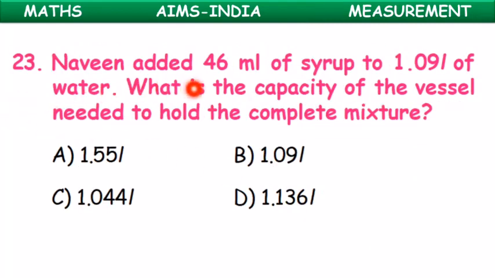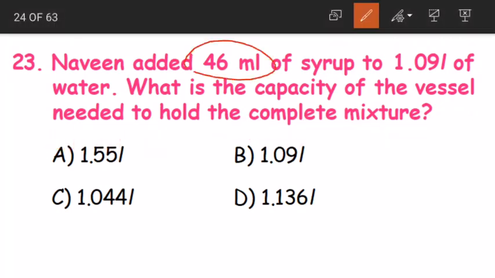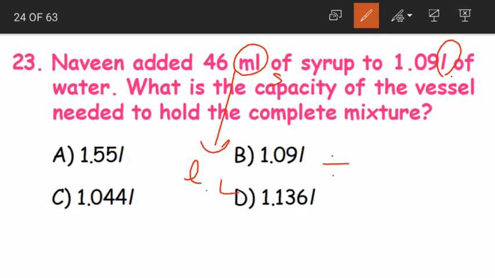Question 23. Naveen added 46 ml of syrup to 1.09 liters of water. What is the capacity of the vessel needed to hold the complete mixture? Now 46 ml added to 1.09 liters. See, this is in milliliters, this is in liters. Now how to convert milliliters into liters? Smaller unit to a larger unit. So we have to divide 46 divided by how much? 1000. 1 liter is equal to 1000 milliliters.